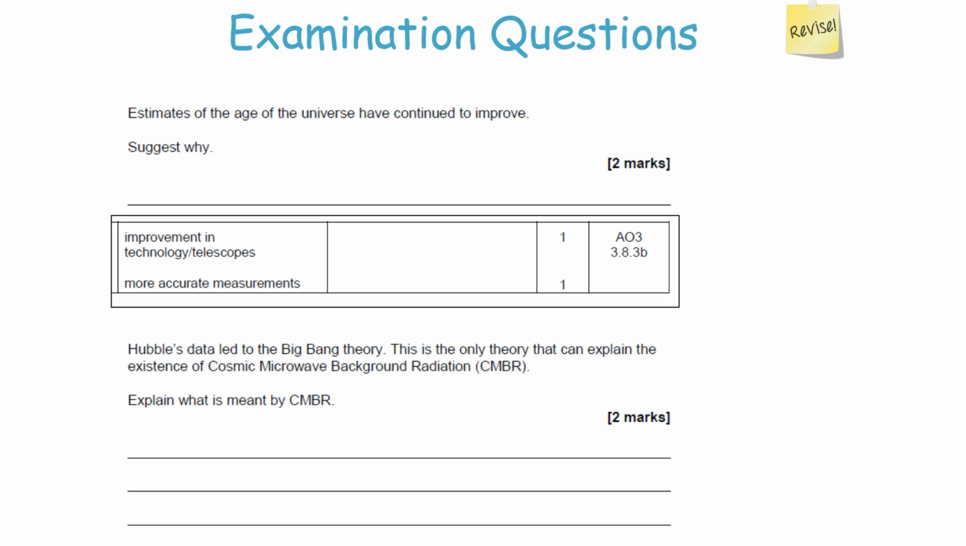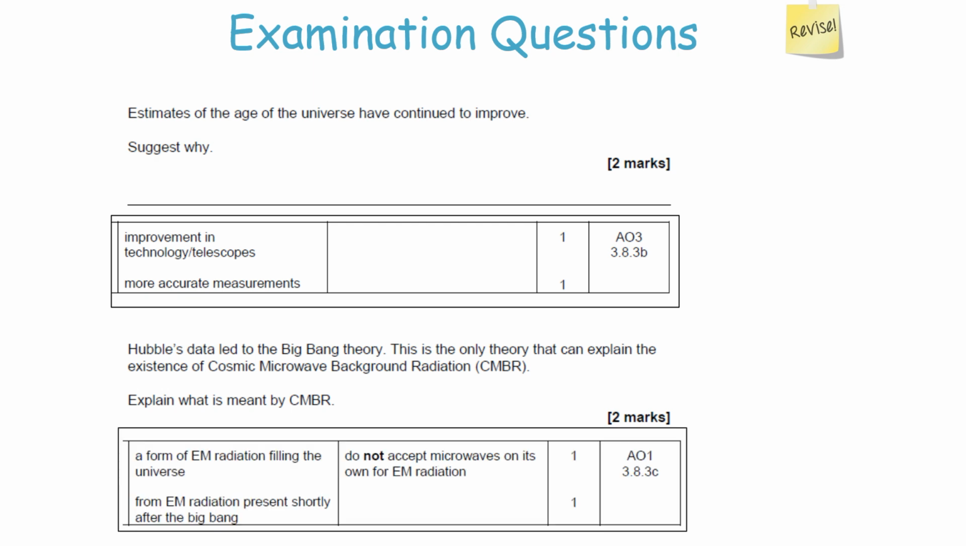Now, what's the CMBR? You've got to know this. It's a fact. It's a form of radiation which fills the universe, which was produced when the matter decoupled in the early universe after the Big Bang and released this radiation. So this radiation came shortly after the Big Bang, 300,000 years after the beginning of the universe.